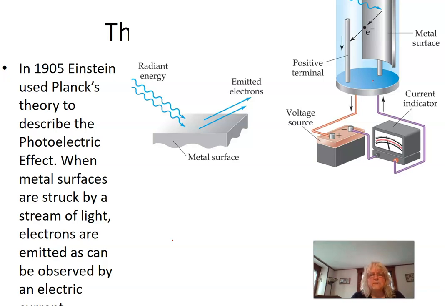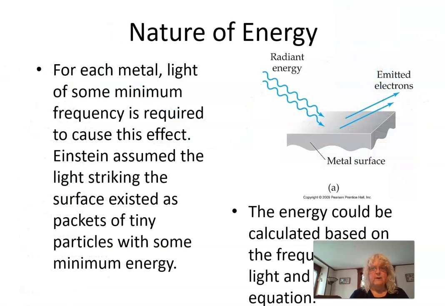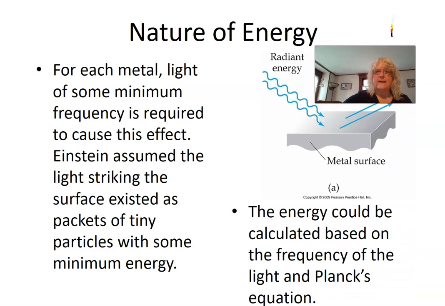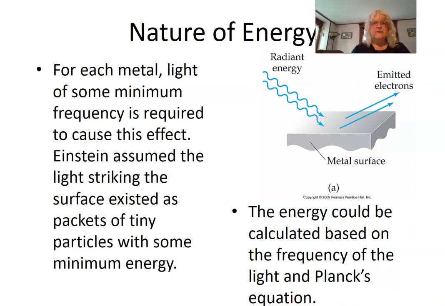And what he was looking at was what happened as different types of light struck the surface of different metals, and what kinds of light were able to create what we call a photocurrent, or a current that's due to the light striking the surface. So for each metal, what they found was that light of some specific minimum frequency was required in order to cause the effect.